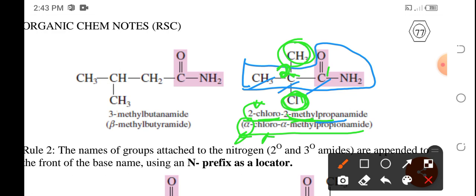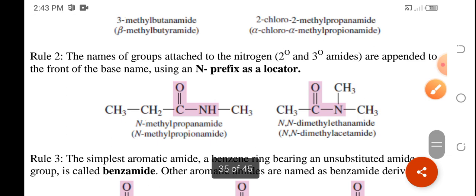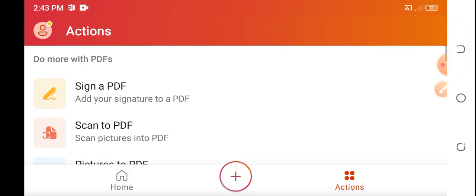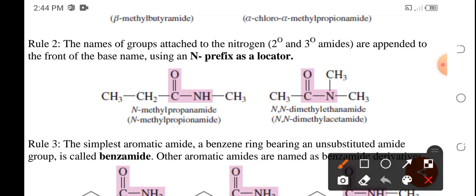So, the purpose is to indicate a position. So, therefore, it is representing a number. So, therefore, dashes should be used to separate them from the name of the substituent. Okay? And then we have rule number 3. If there are, okay, going back, if there are now substituents attached on the nitrogen, how are we going to name them?